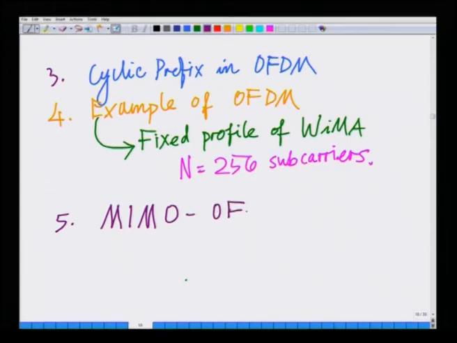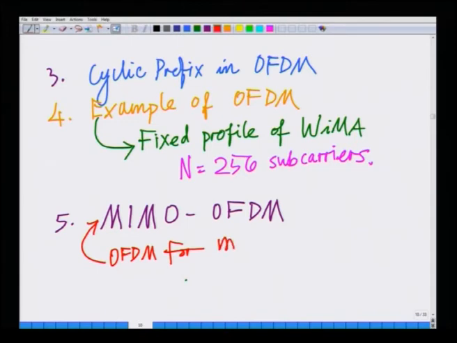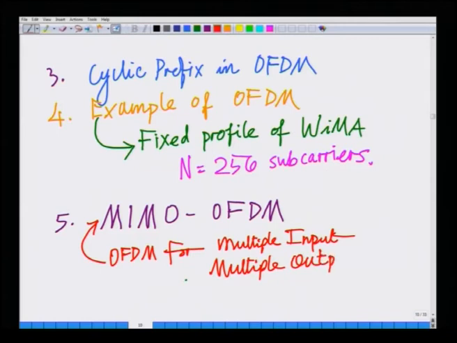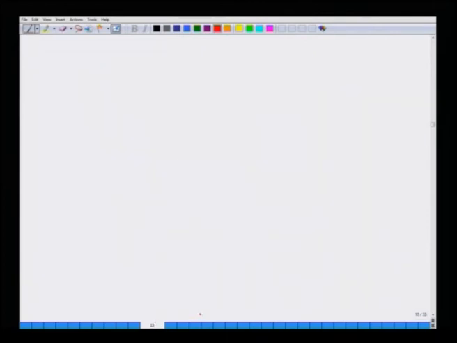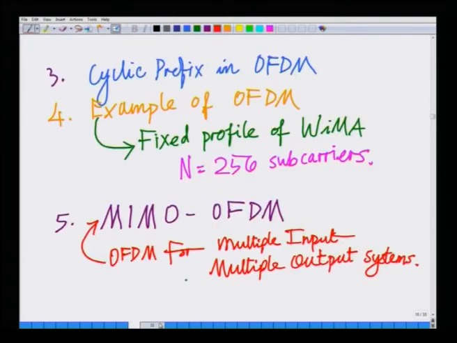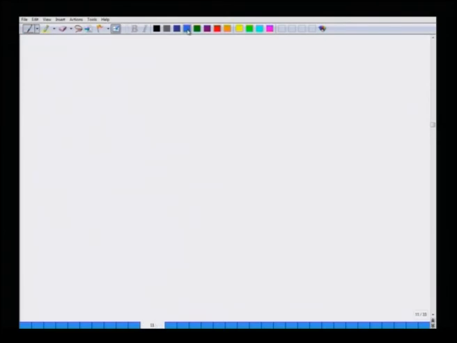And then we looked at an important aspect, that is MIMO OFDM, which is essentially multiple input multiple output OFDM. That is, this is essentially OFDM for multiple input multiple output systems. Then we looked at distortion in OFDM systems.